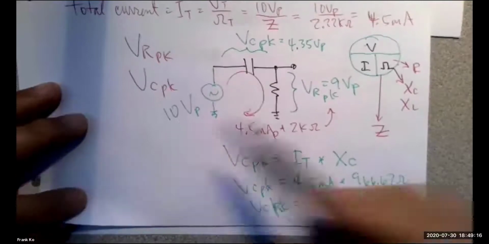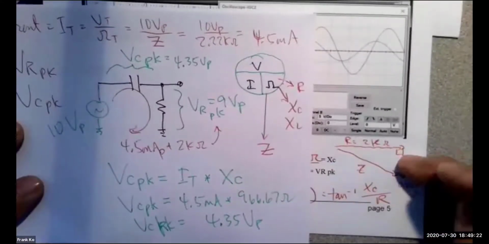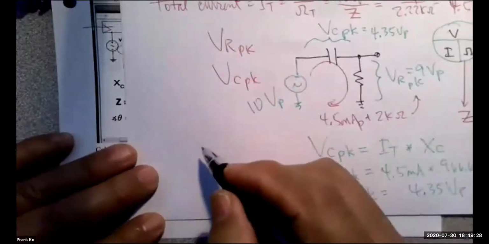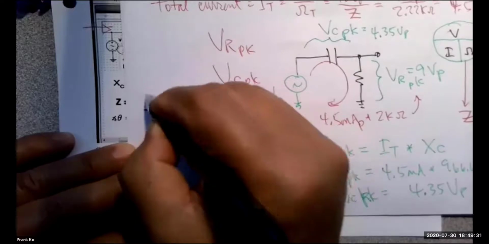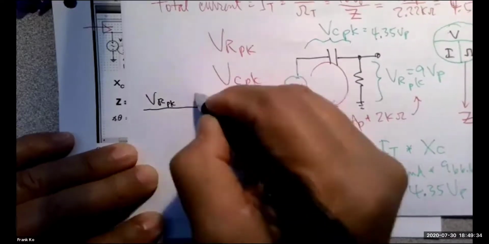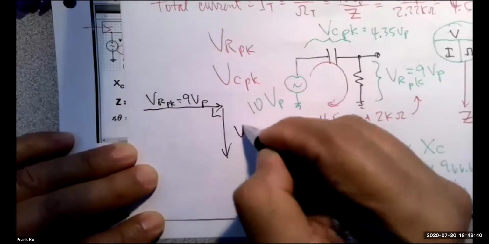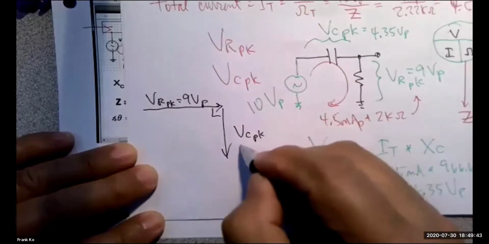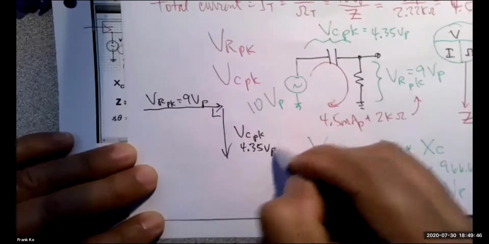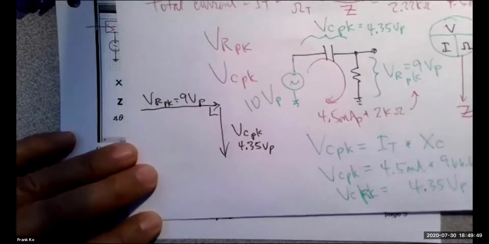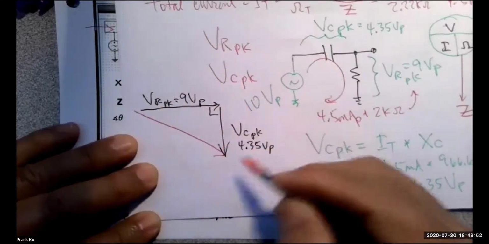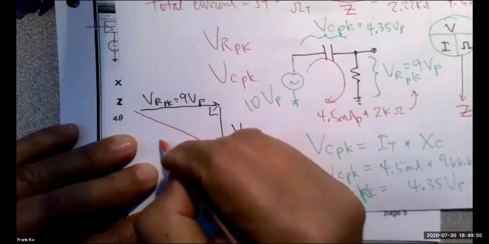You have to think Pythagoras. So the same way we used this triangle earlier for ohms, we have to use the triangle for voltage. So we do this to double check. So your VR peak is equal to 9 volt peak. And coming down in this direction is your VC peak. And the VC peak calculated to be 4.35 volt peak. These two phasors are out of phase with each other. You draw the diagonal between them. What happens when you add these two guys? Won't it be V total?